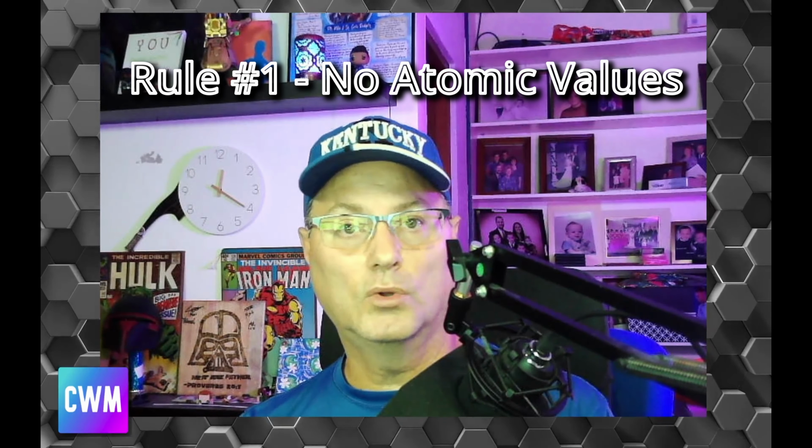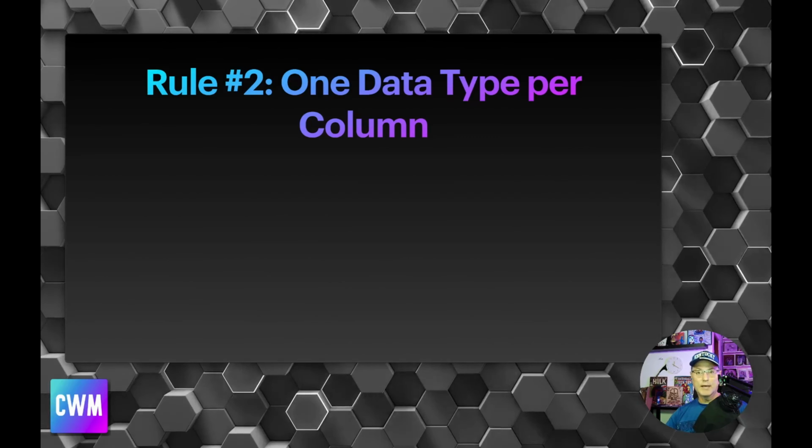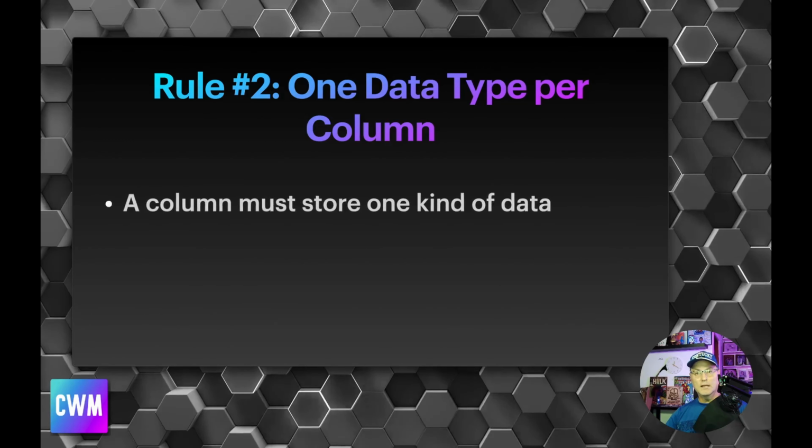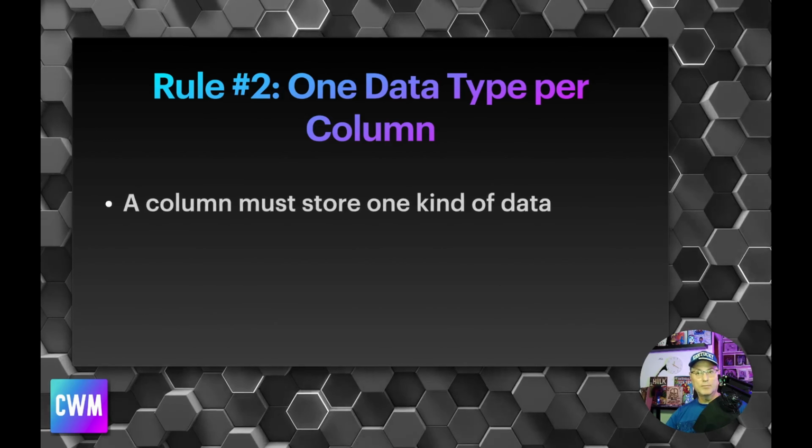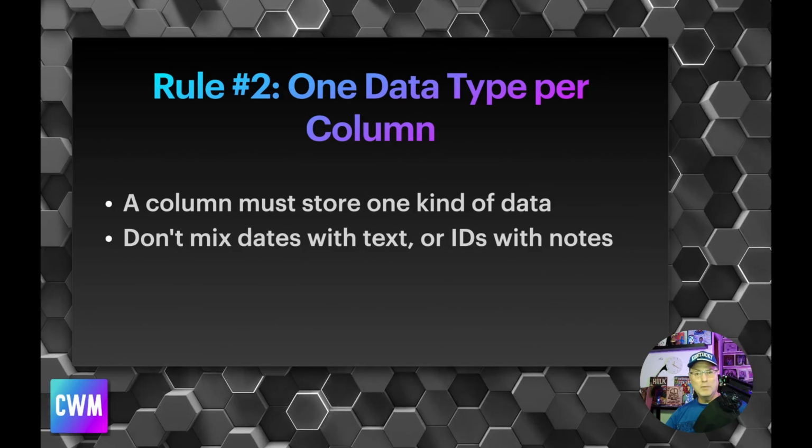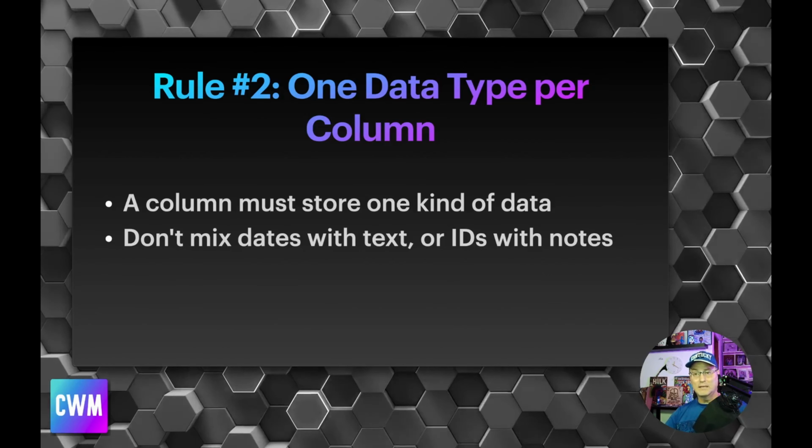Let's consider Rule 2 of the first normal form. Rule 2 is one data type per column. This means that each column must store only one type of data. For example, don't mix dates with text or IDs with notes.